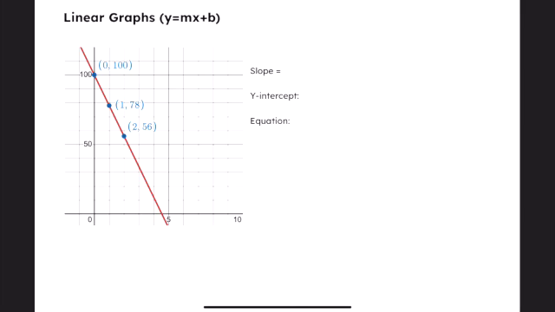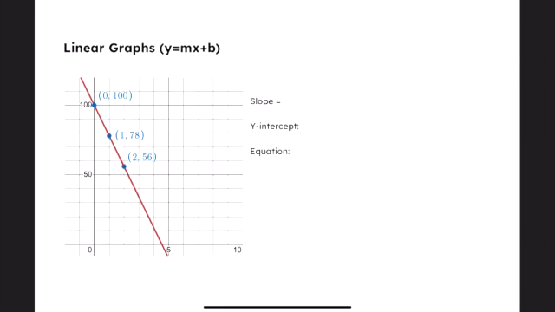I'm here to talk about linear graphs and how we can write the equation for a linear graph in the form y equals mx plus b. Just like in the last video, we're going to be talking about slope, which is represented by m, and a y-intercept, which is represented by b.